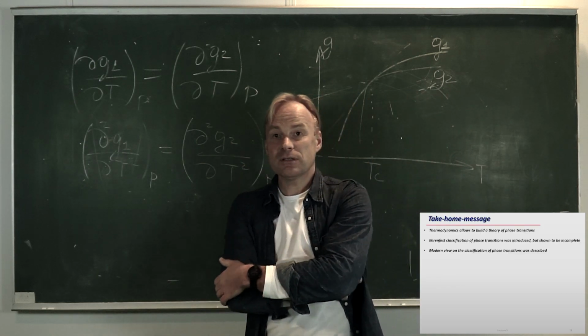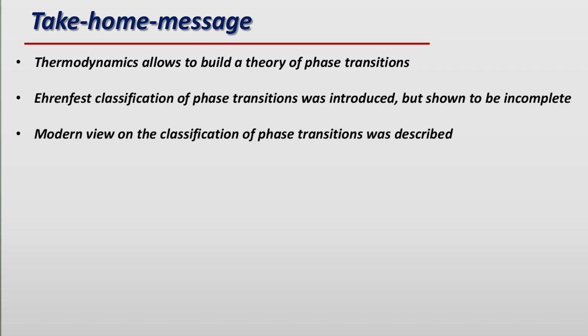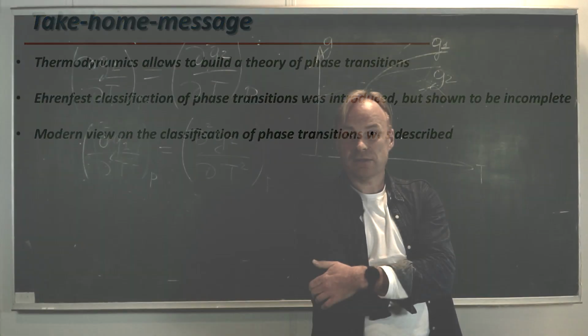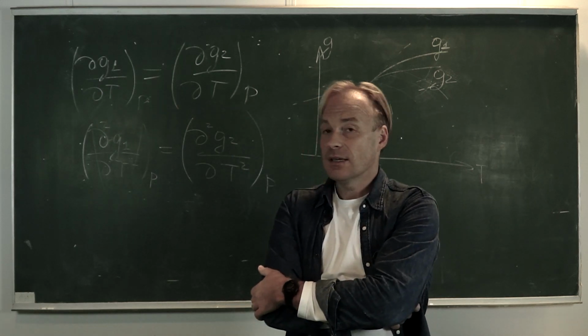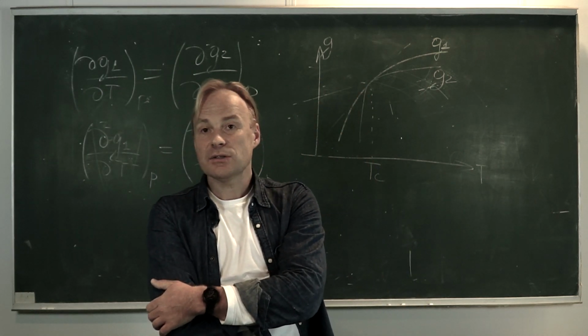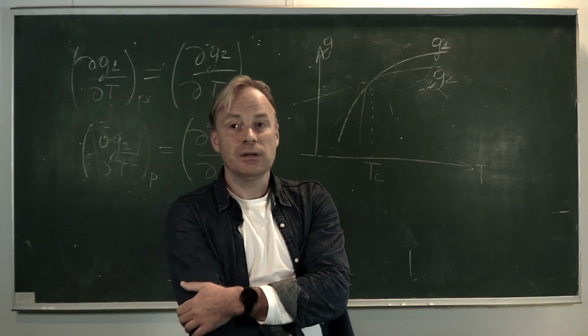This eventually brings me to the conclusions. I hope I was able to show you that thermodynamics allows us to build a theory of phase transitions. The Ehrenfest classification of phase transitions was introduced, but is shown to be incomplete, so at least we don't have a good explanation for second order phase transitions in the theory of Ehrenfest. But the modern view on the classification of phase transitions was described, in which we distinguish phase transitions between two groups. The first group, the first order phase transitions, is in full agreement with the classification of Ehrenfest, and the second group corresponds to continuous phase transitions in which the observable changes continuously.